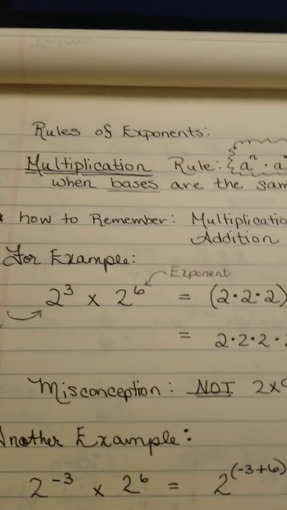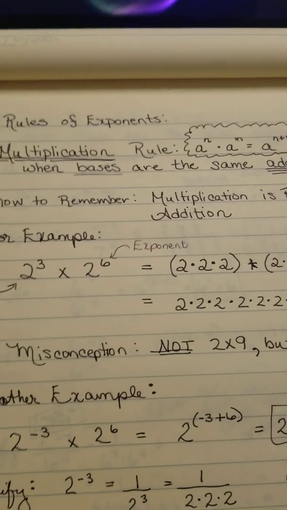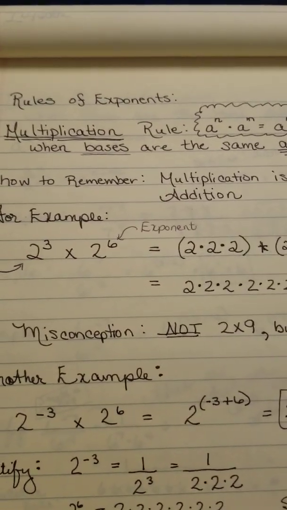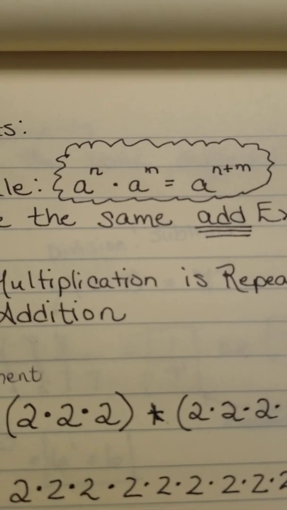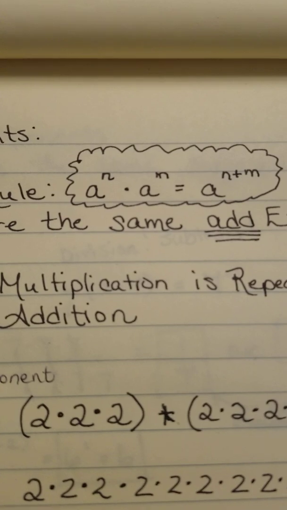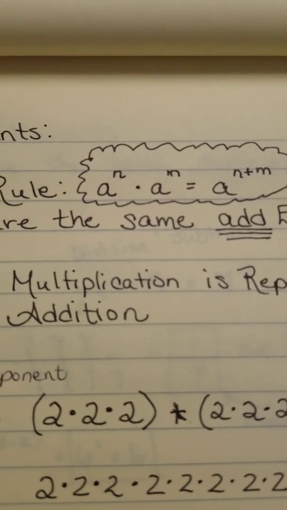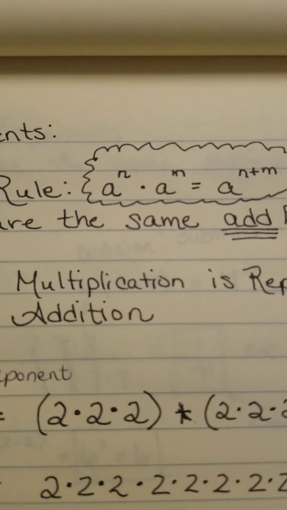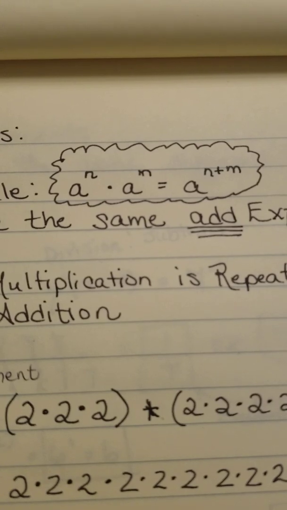Okay, just to recap, we have the rules of exponents. The first one we're going to talk about is the multiplication rule, which sometimes you see as a to the n times a to the m. We're just using arbitrary variables that represent numbers, and arbitrary means I just picked these. A to the n times a to the m equals a to the n plus m.